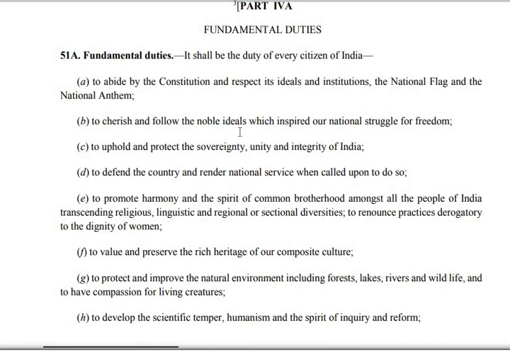The socio-economic revolution that we talk about, because that is what inspired the freedom struggle movement, and those are the larger socio-economic goals. So that is what we have to respect. तो उन सोशो-इकोनॉमिक लार्जर गोल्स को हमें रेस्पेक्ट करना चाहिए. Then, to uphold and protect the sovereignty, unity and integrity of India. Then, to defend the country and render national service when called upon to do so.